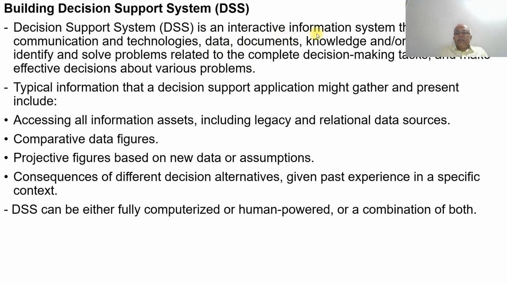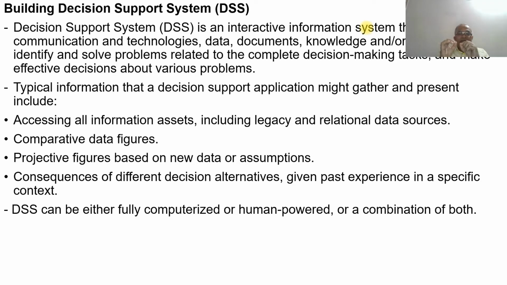So that means it is an interactive information system that uses communication technology. That means you're going to use the internet, data, documents, knowledge, and/or models. All these things will be taken by the models to first identify the problem and solve the problems related to the complete decision-making tasks. So that means it will help you make a proper decision and make effective decisions about various problems.